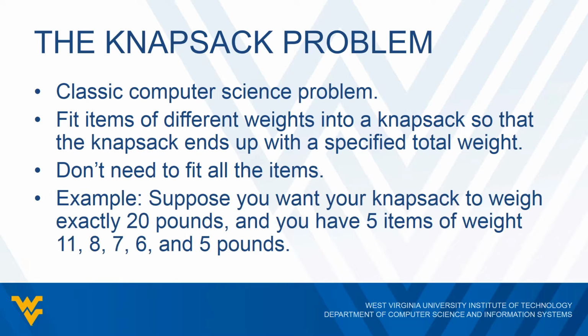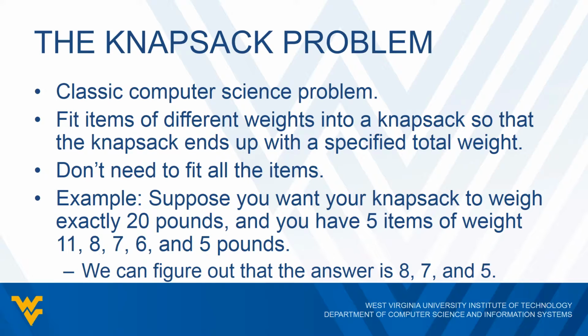So for example, let's say we want our knapsack to weigh exactly 20 pounds. And we have 5 items. One weighs 11 pounds, one weighs 8 pounds, one weighs 7 pounds, one weighs 6 pounds, and one weighs 5 pounds. So we need to pick so many of these items such that we would get exactly 20 pounds. Well, what we would find is the answer to this is we would put in 3 items, one with weight 8, one with weight 7, and the other one with weight 5, and that would give us exactly 20 pounds.